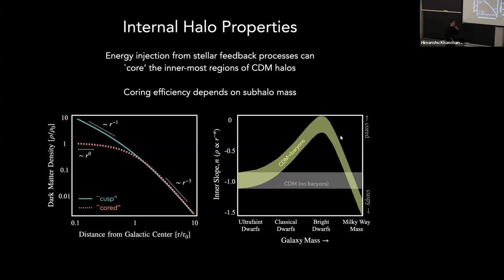What this is telling you is that just within the regular cold dark matter picture, you're going to expect a range of properties for the inner regions of your galaxies, depending on the mass of that galaxy, with the most efficient coring happening around these bright and classical dwarf regions. And this was assuming a picture of continuous accretion of dwarfs, so that, yes, in principle. This is a cartoon from simulation data, but the spread here is coming from the scatter that you see in different simulations.